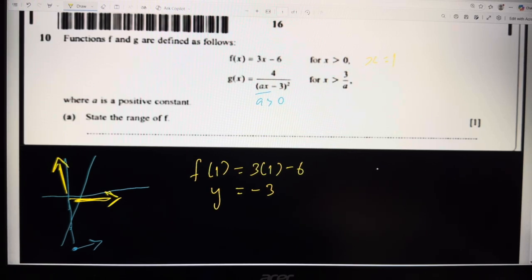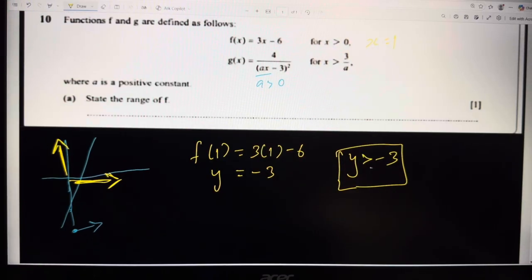And this will become the range of y is greater than -3, and only greater than, not greater than or equal to, because we copy the domain sign. If the domain is greater than or equal to, then we'll use greater than or equal to, unless it's just greater.